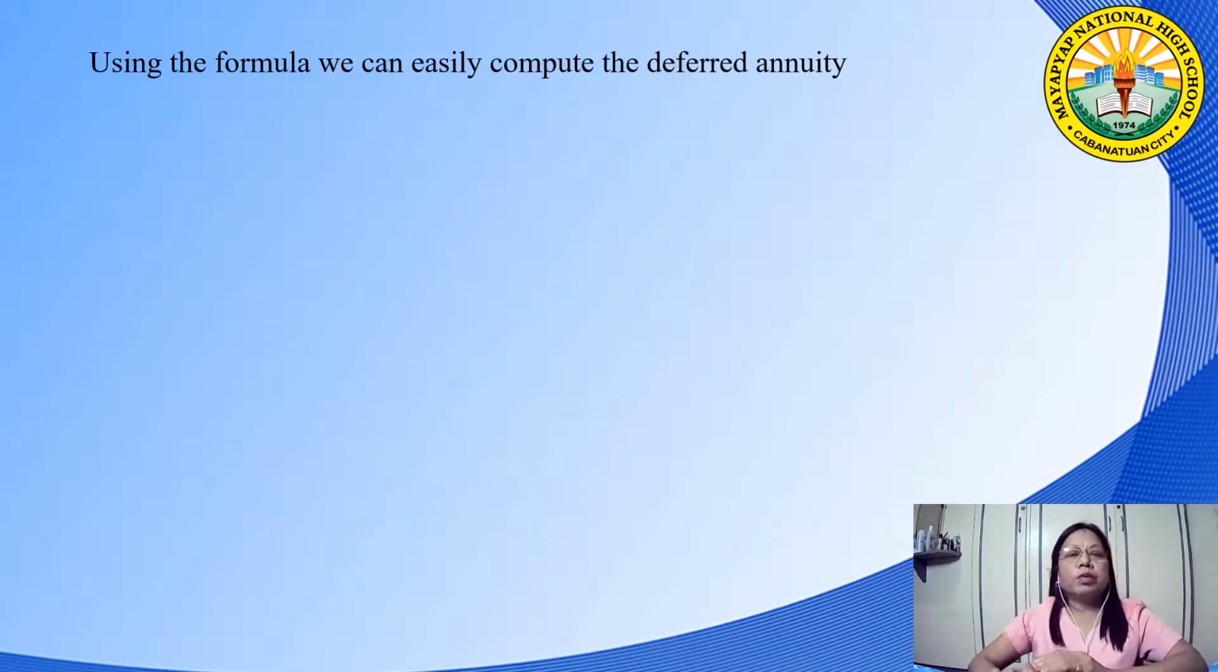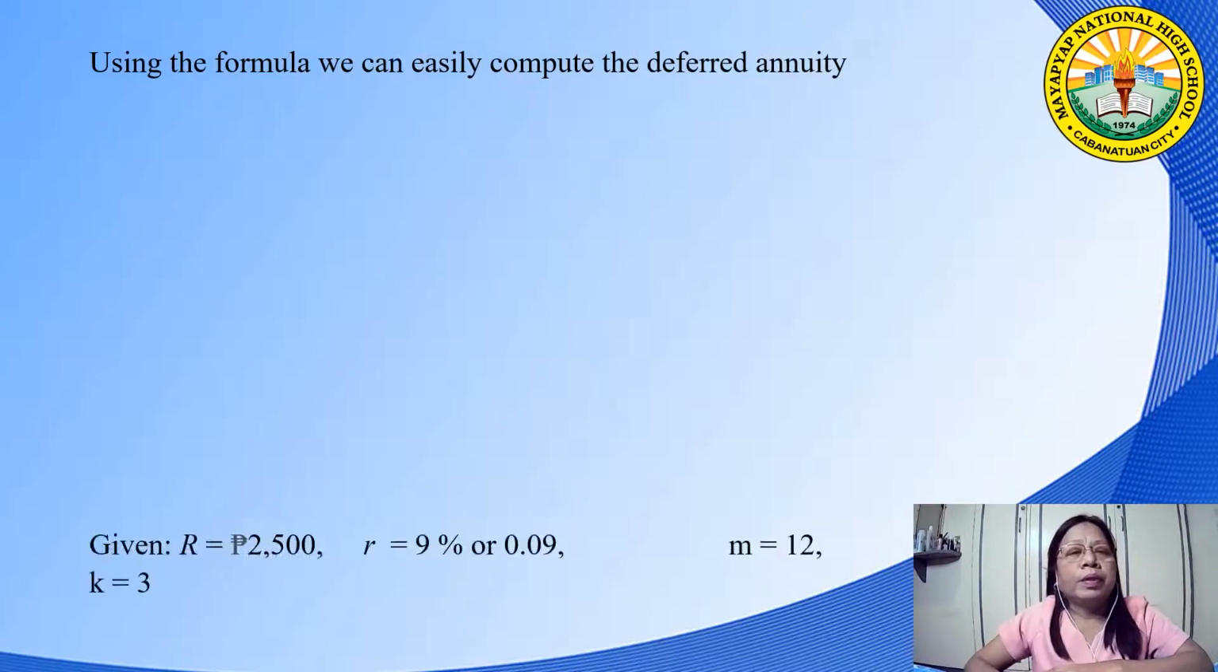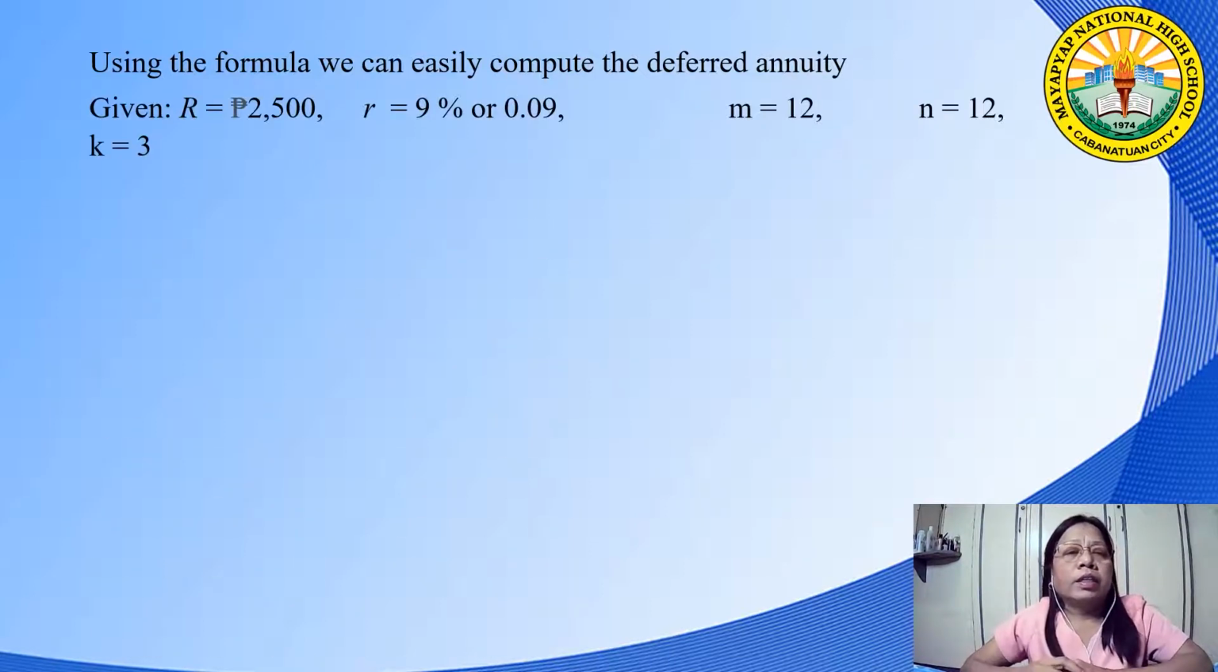Using the formula, we can easily compute the deferred annuity. So let's go back to our problem. The given are 2,500, r is 0.09, m is 12, n equals 12, and k equals 3. So using the formula, you find the present value easily.